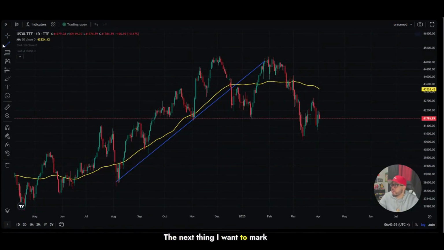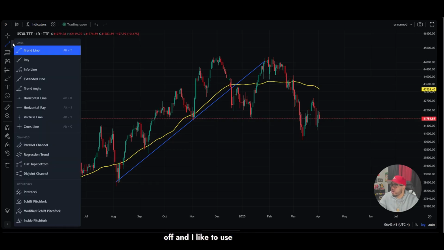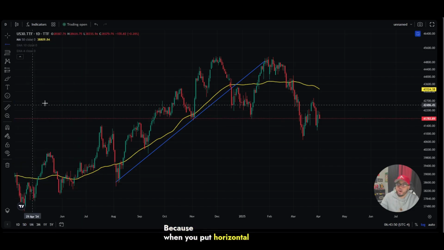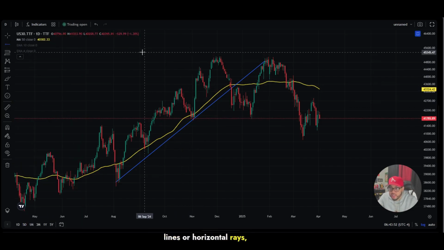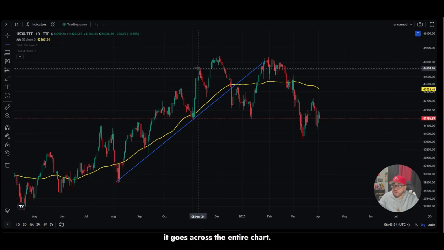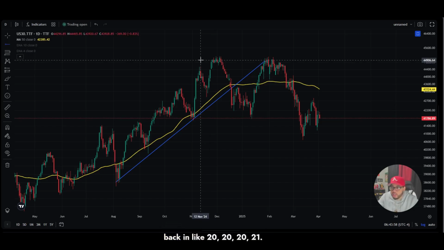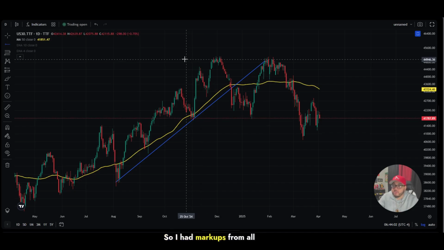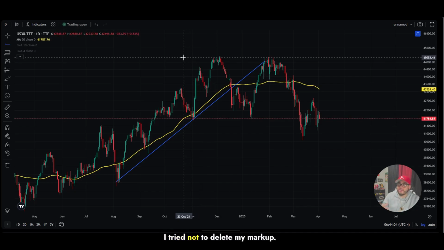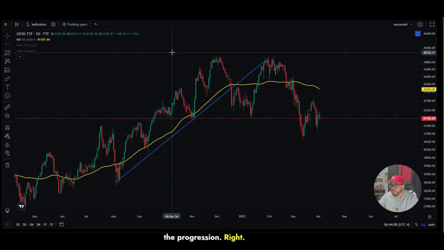The next thing I want to mark off, and I like to use horizontal lines, and that's where a lot of people get lost, because when you put horizontal lines or horizontal rays, it goes across the entire chart. And I had markups from way back in 2020, 2021, right? So I had markups from all the way back there. I tried not to delete my markups so that way I can kind of see the progression, right?